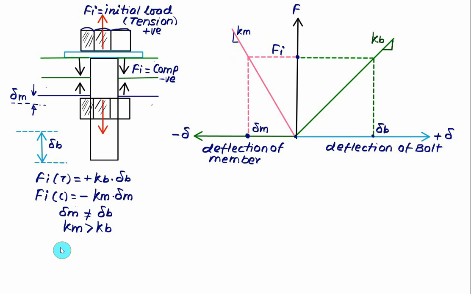Here the value of delta M we can write as the ratio of force to stiffness. So we have initial load Fi and the stiffness of the gasket material equal to Km, and this value of delta M is not equal to delta B. And delta B is again written as the initial load Fi divided by the stiffness of the bolt, Kb. Once it is preloaded, the structural component, which is made up of the members and the bolt, will start in operation.